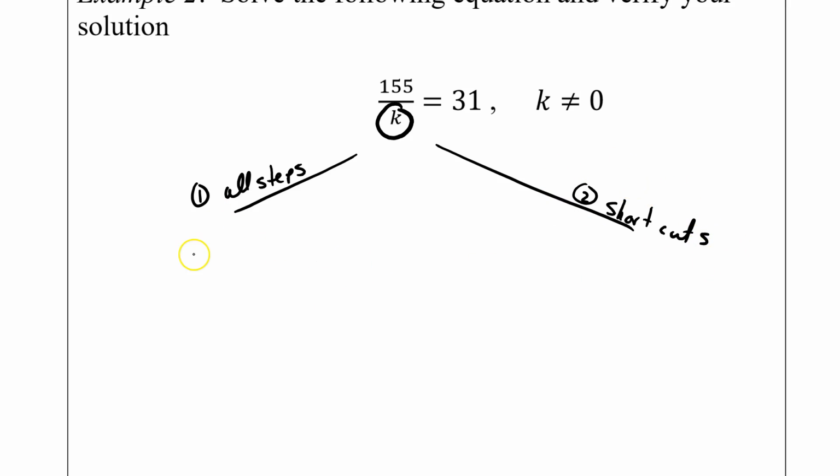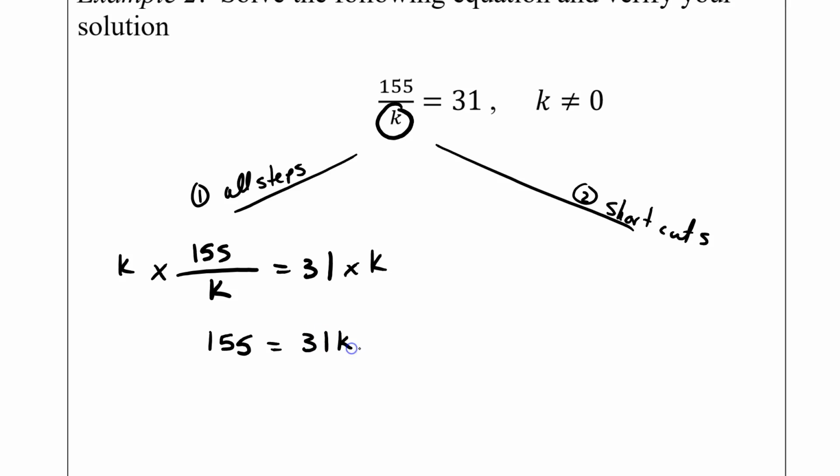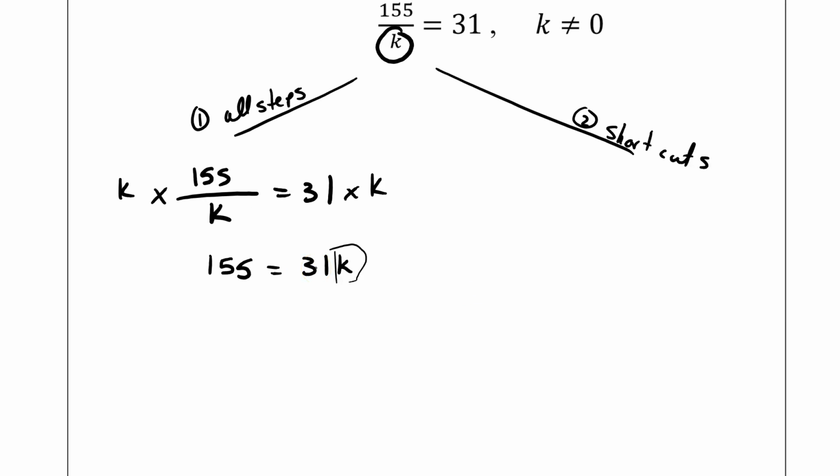When we're doing all steps, 155 divided by k is 31. So k is in the denominator, or we can say that k is the lowest common denominator, which is kind of weird, but I want to multiply both sides by k to get it out of the denominator. So k divided by k times 155 is just 155 equals 31k. Now I need to isolate this k, and it's multiplied by 31, so I want to divide both sides by 31.